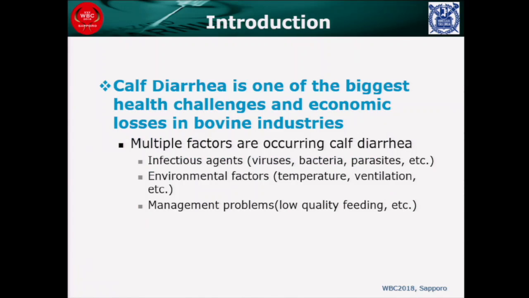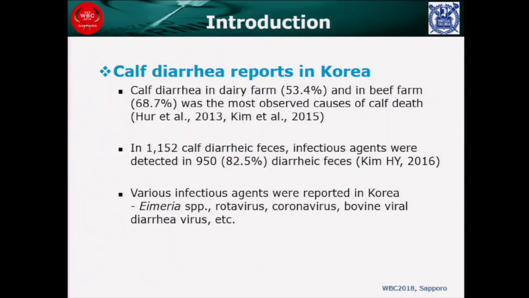Calf diarrhea is one of the biggest health challenges and economic losses in the bovine industry. Calf diarrhea is caused by many factors: infectious agents, environmental factors, and management problems. There are many reports about calf diarrhea in Korea. In large diarrhea farms, 50% of calf deaths were caused by calf diarrhea, and in beef farms, an even higher percentage of calf deaths was caused by calf diarrhea.